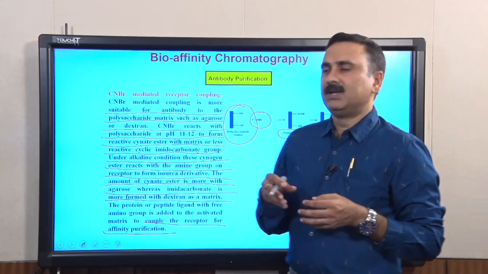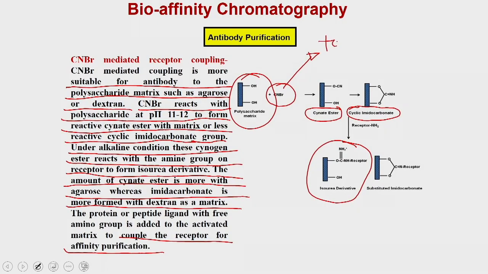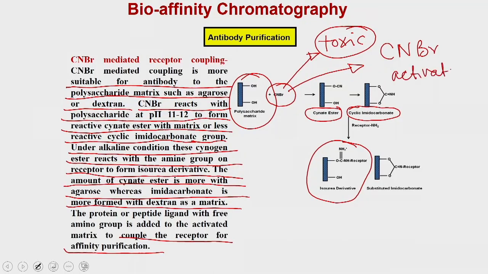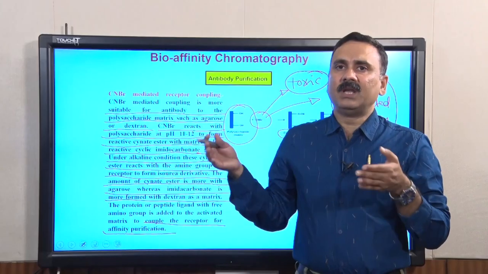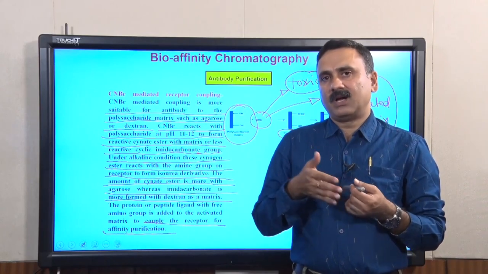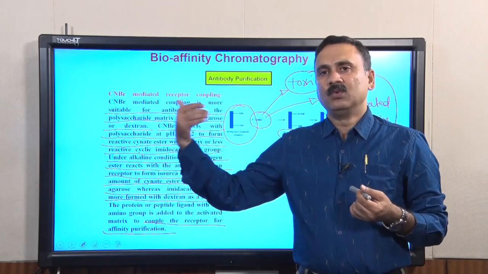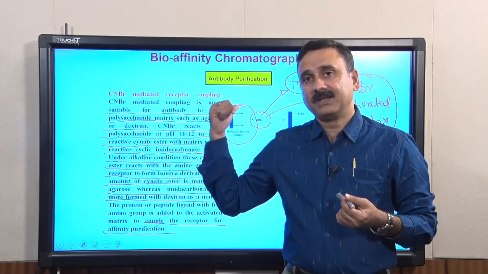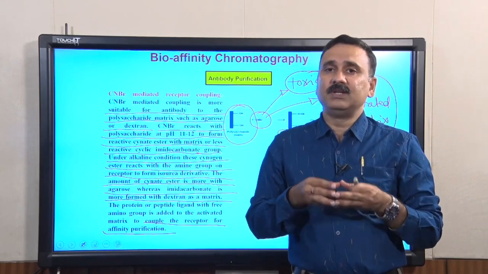But there is a problem: cyanogen bromide is very toxic in nature. That's why its availability is completely banned, and what you get instead is the CNBR-activated matrix. So instead of doing this whole activation, you buy the CNBR-activated matrix from the vendor, and then you simply add the proteins, antigen or antibodies, which have free amino groups, and that is used to couple the antibodies or the antigen to the matrix.